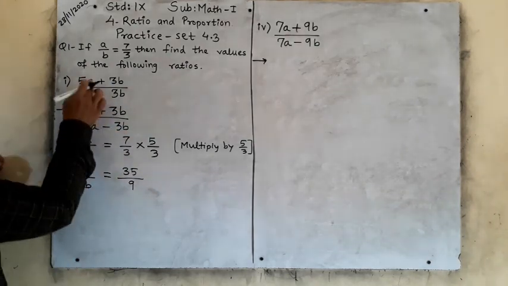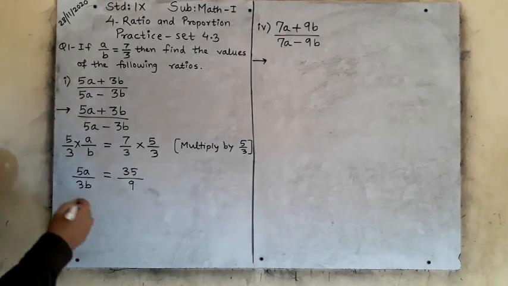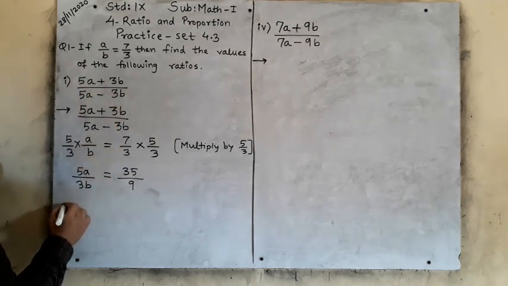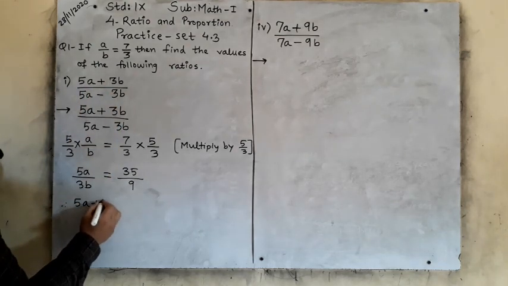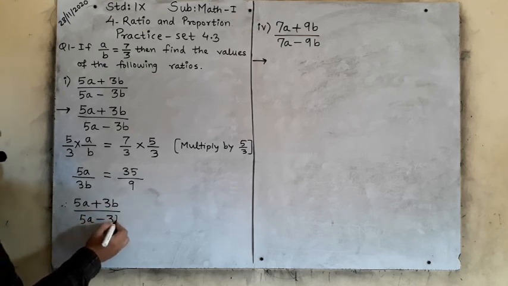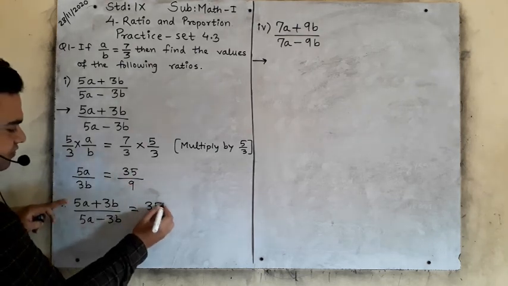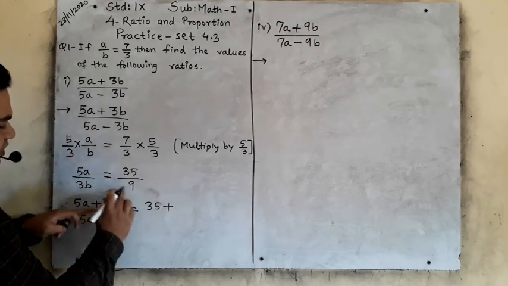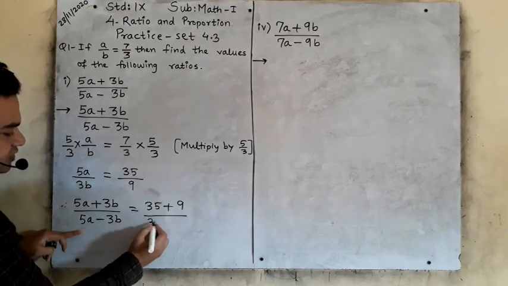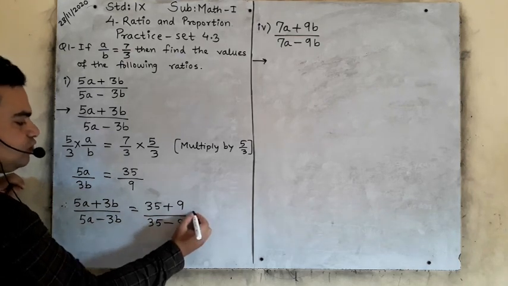See here, it is a plus b, a minus b, so here we will do componendo and dividendo. You will write this here: (5a plus 3b) upon (5a minus 3b). Now tell me, 5a means how much? 35. Plus 3b is how much? 9. 5a is 35, minus 3b is 9.